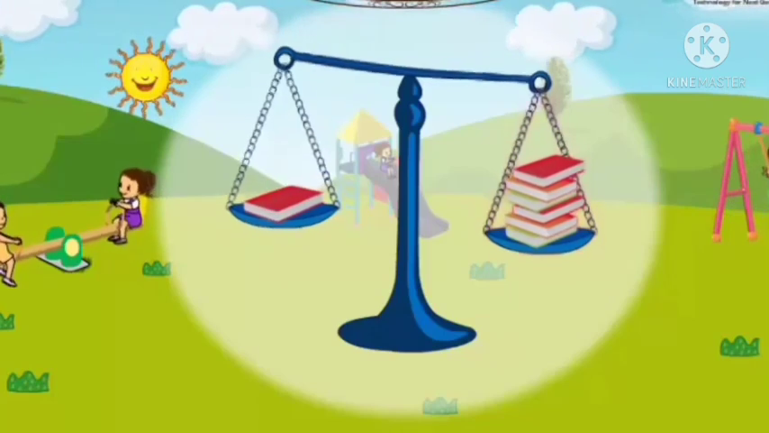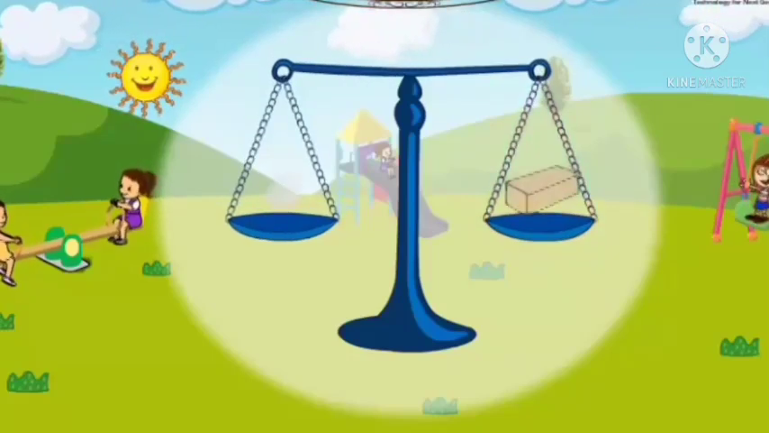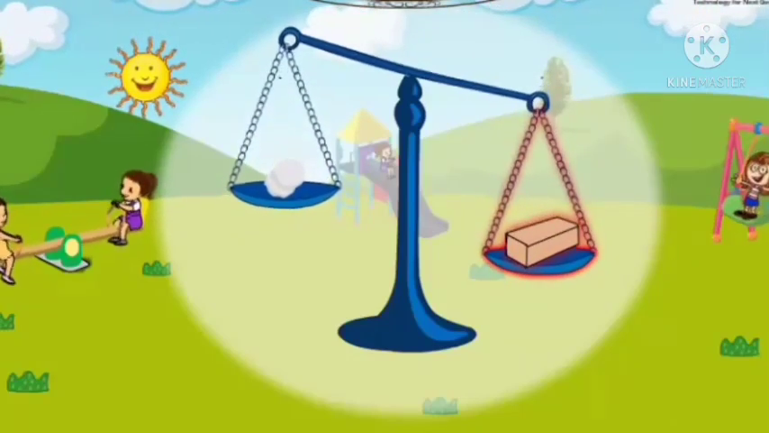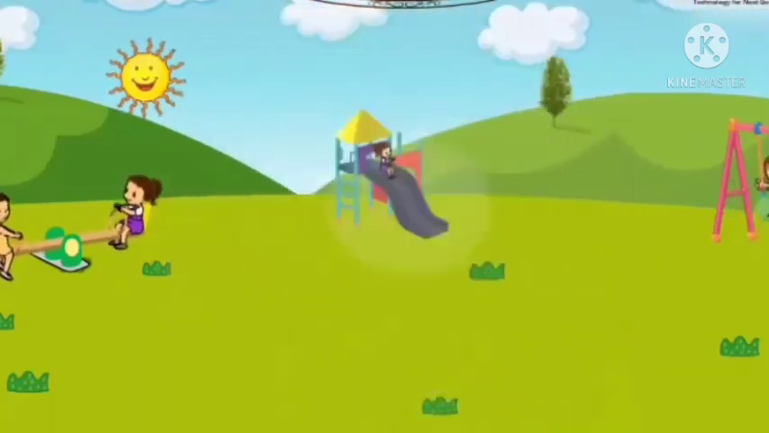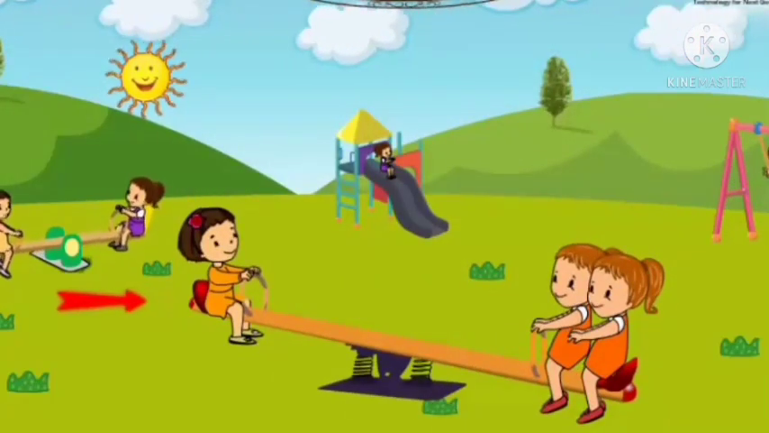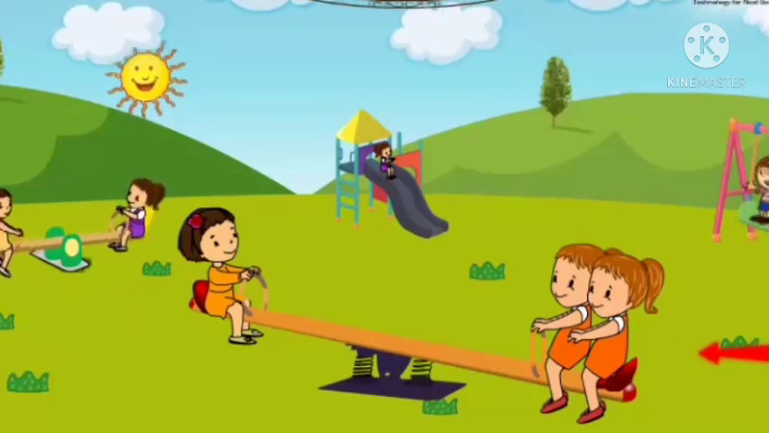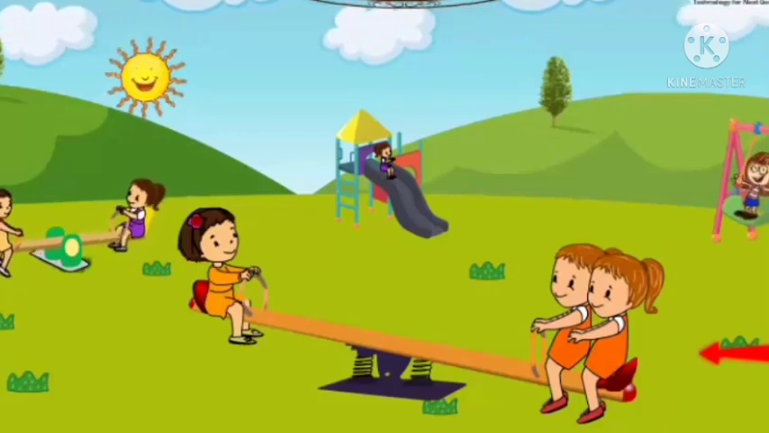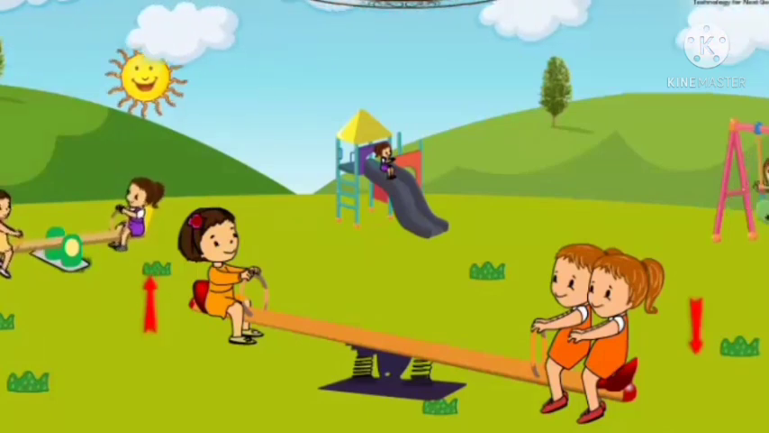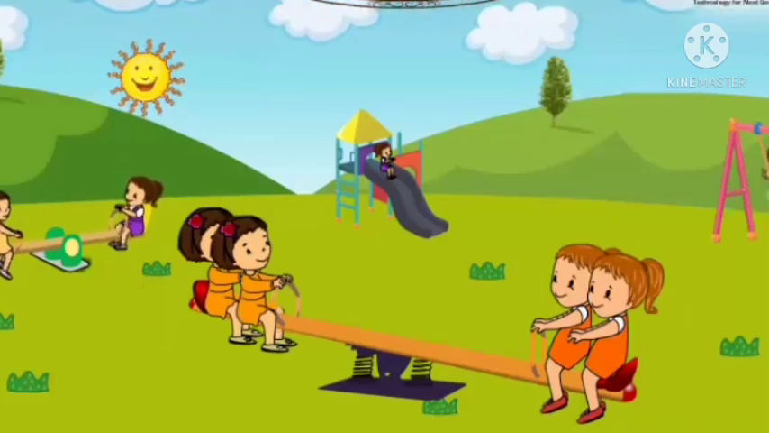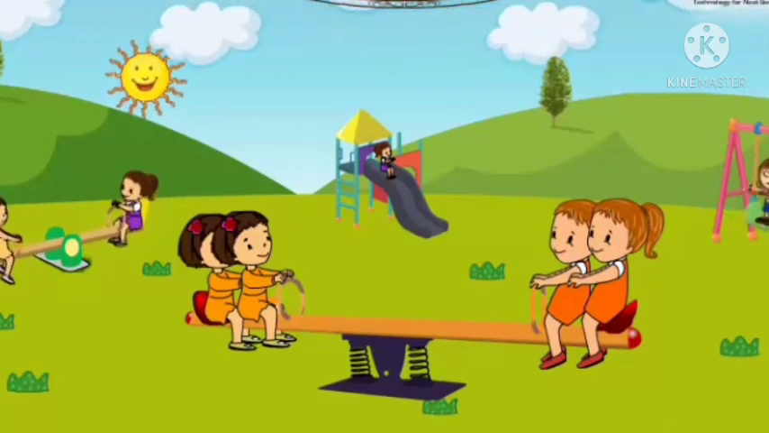1 book is light and 6 books are heavy. A piece of cotton is light and a brick is heavy. This side is lighter because 1 kid is sitting. This side is heavier because 2 kids are sitting. Lighter side will go up and heavier side will go down. Seesaw is now balanced. Both sides have the same number of kids.